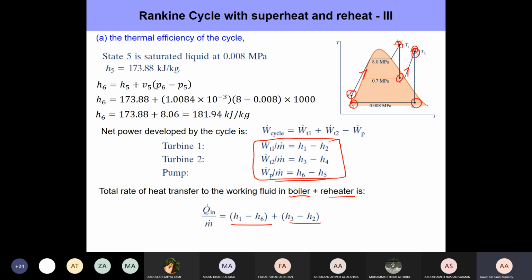So this is all we need. Okay, we have all the enthalpies. We know how to calculate the work outputs and the heat inputs, and we are considering everything that is happening here, both the heat input in the boiler as well as the reheater, and the work output in turbine 1 and turbine 2. Once you do this, it's a matter of plugging in these enthalpies and solving for it. There's nothing else in here.